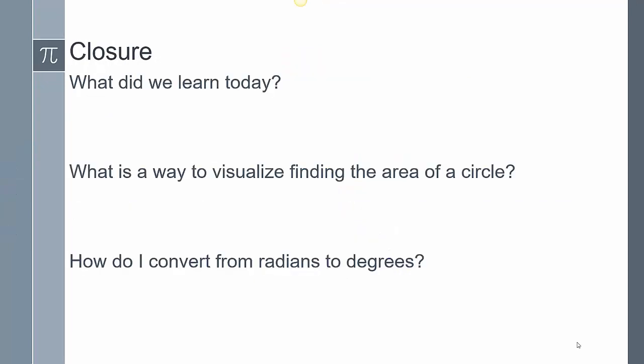To close today's lesson, what did we learn today? We learned how to convert from radians to degrees and degrees to radians. And we also looked into how to find the area of a sector.